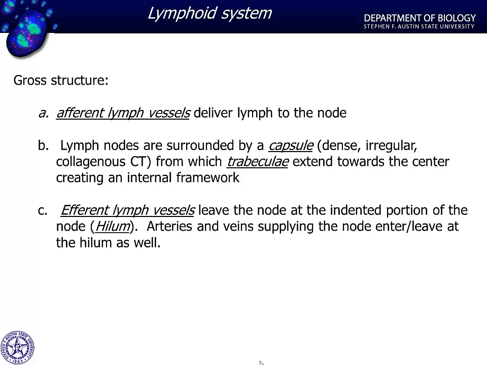This is all going to drain toward the center of the lymph node, or the medulla, and this is going to empty into the indented part of our kidney bean-shaped lymph nodule, and that's going to be the hilum. And from here, we're going to have efferent lymphatic vessels leaving. Now we will also have arteries and veins supplying the node, and the arteries are also going to enter, and veins will leave at the hilum as well.